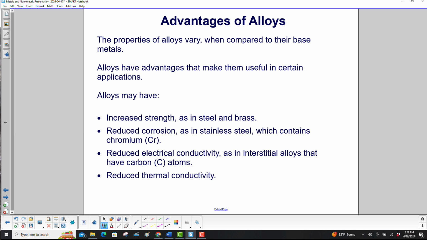Alloys may have increased strength, as in steel and brass, reduced corrosion, as in stainless steel, which contains chromium, reduced electrical conductivity, as in interstitial alloys that have carbon atoms, and finally, reduced thermal conductivity.